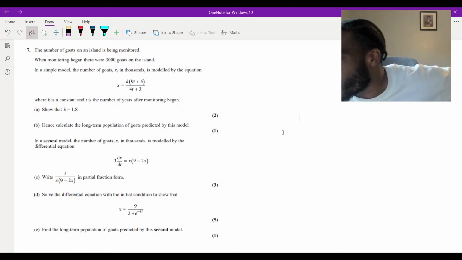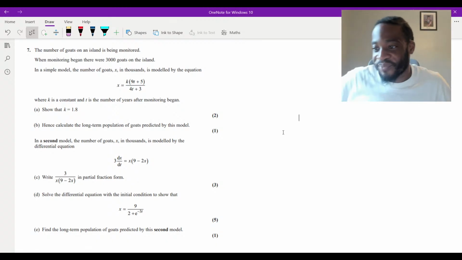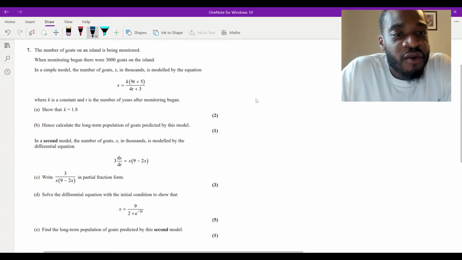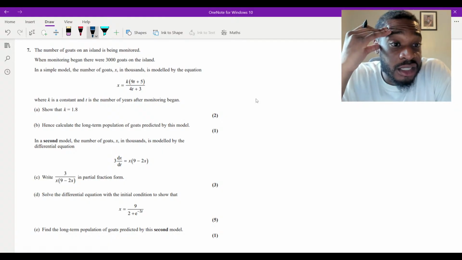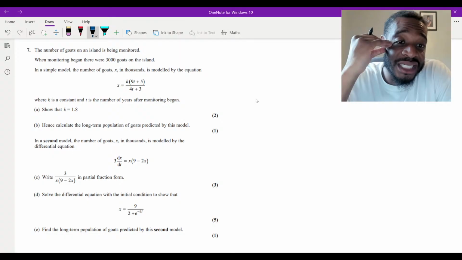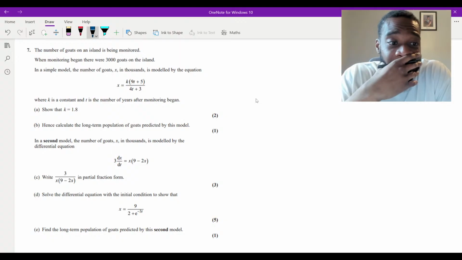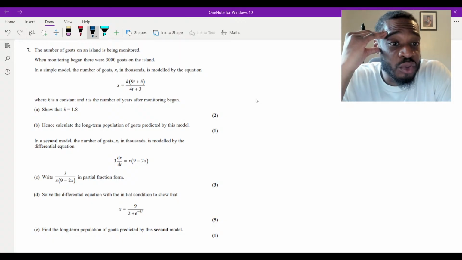All right, so let's have a go at this one. There are too many words. Let's look. It says the number of goats on an island is being monitored. When monitoring began, there were 3,000 goats on the island. In a simple model, the number of goats, x in thousands, is modeled by the equation x is equal to k bracket 9t plus 5 over 4t plus 3, where k is a constant and t is the number of years after monitoring began. Part A says show that k is equal to 1.8.